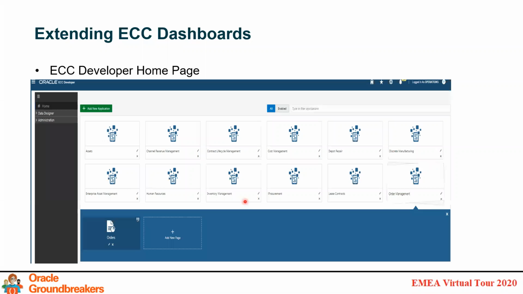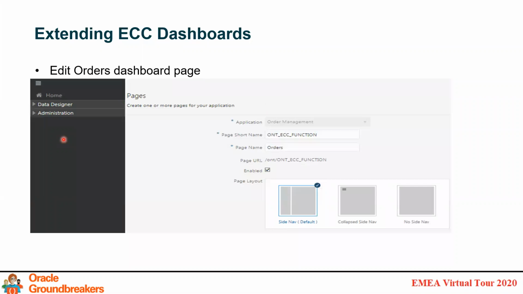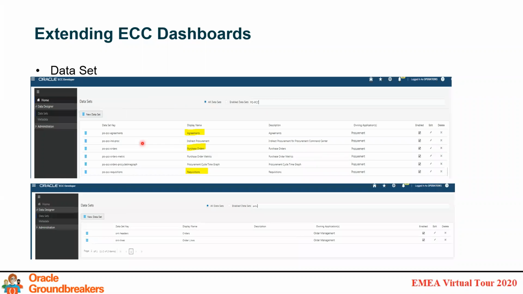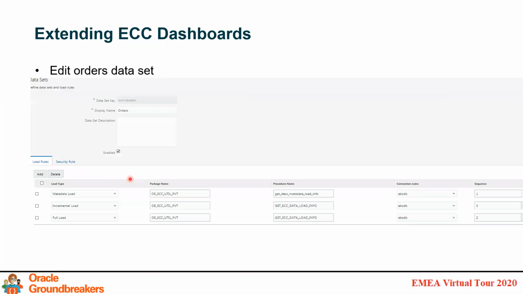Here I'm showing the screenshot of how to see your data sets from the ECC. When you log in as an ECC developer, we have two responsibilities: one is ECC developer, and the other is ECC administrator. From the ECC developer, you can look into your dashboards. You can see what the data set is, and these are the pages. You can see the data set here, and this is how to refresh this program.